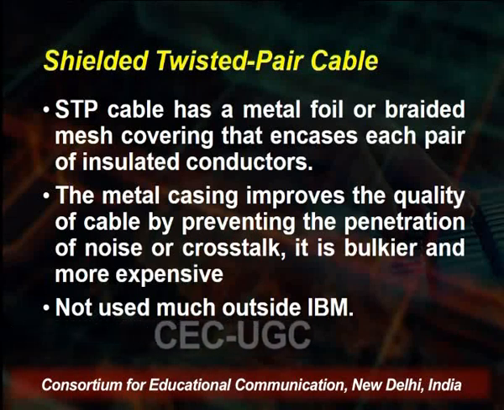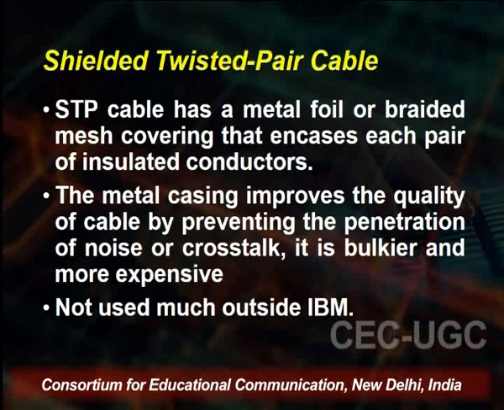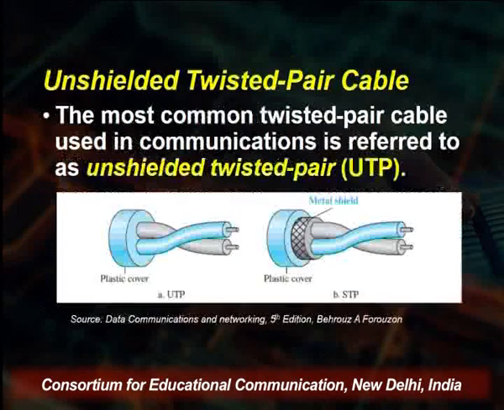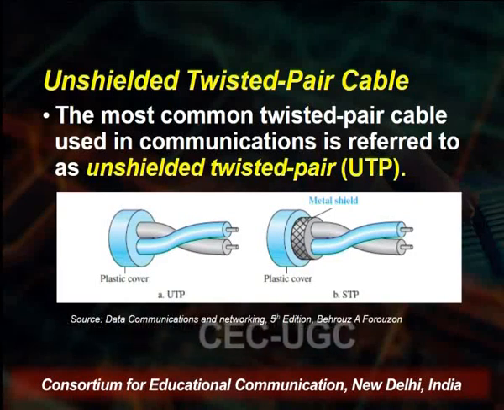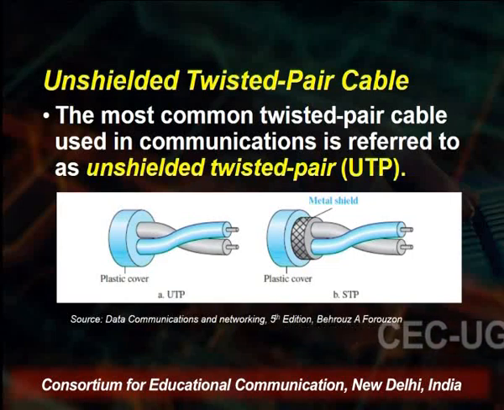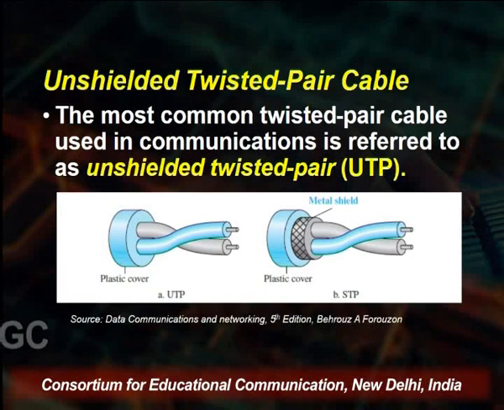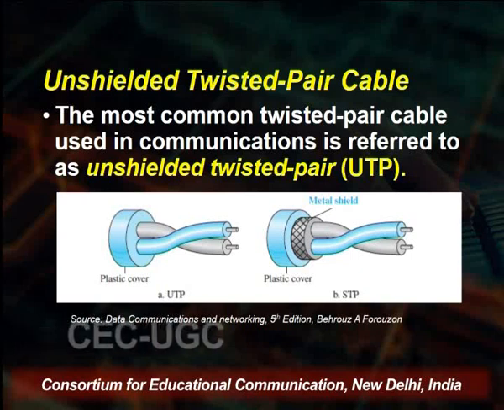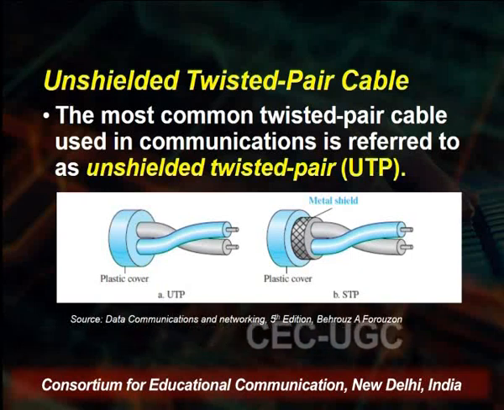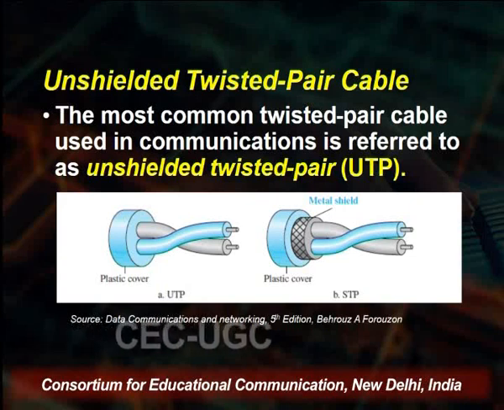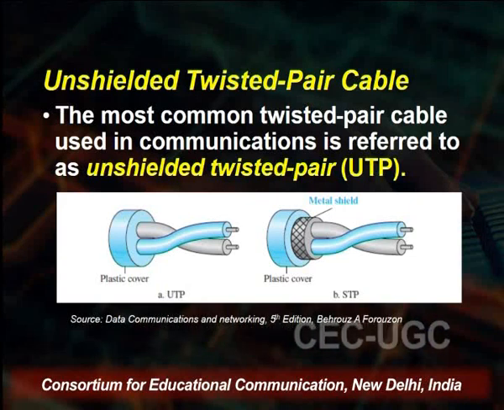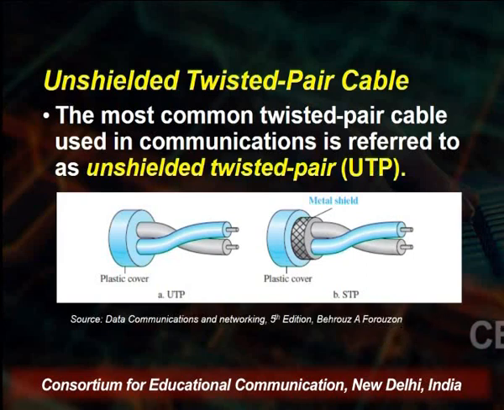Most commonly used twisted pair cable is, of course, still the unshielded twisted pair cable, in which there is no metal braiding. As you can see in this diagram also, there is no metal shield in the unshielded twisted pair cable, and it is simply two insulated wires which are twisted along each other, and there is a plastic cover in which they have been encased. So this is a very simple, very economical transmission media, which has been used in multiple applications earlier also. And this is rather the cheapest of all transmission media which are there.